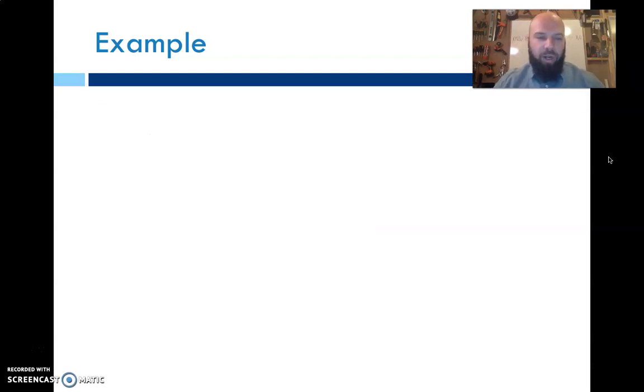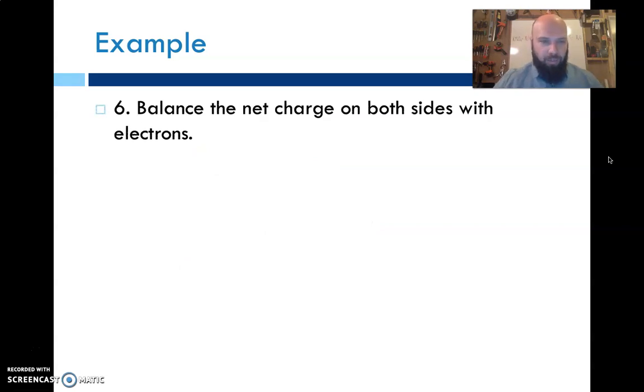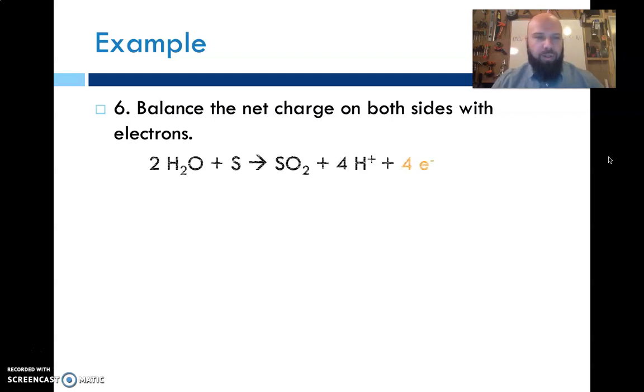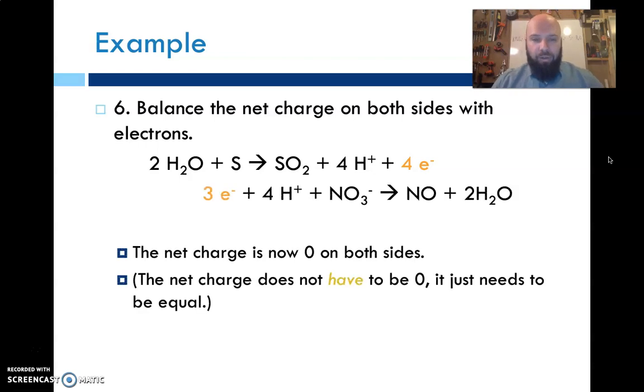Now we need to look at the charges. So in step 6, we're going to add electrons. This is what's kind of different from the other balancing types of questions. Here you had 4 hydrogens combining for a +4 on the product side, so we're going to add 4 electrons so that both sides have a net 0 charge. The nitrate in your second half reaction makes a -1 on the reactant side, so to get a net 0 charge in the reactants and products, only 3 electrons needed to be added to the reactants.